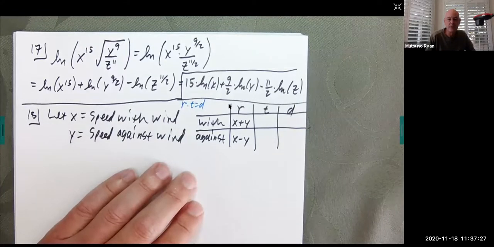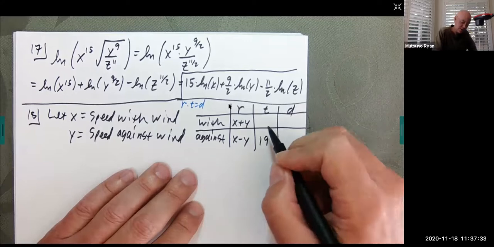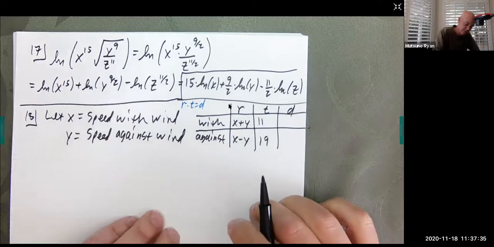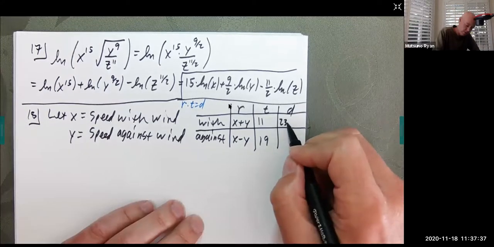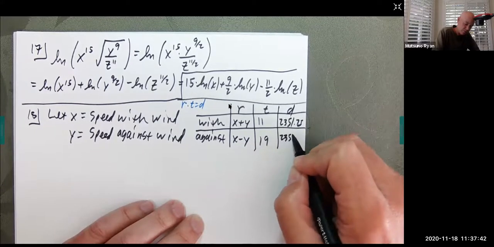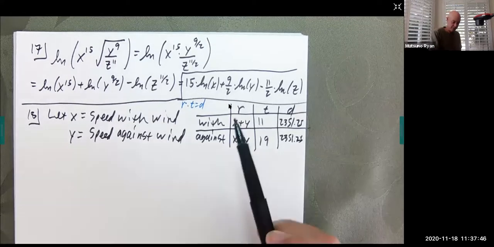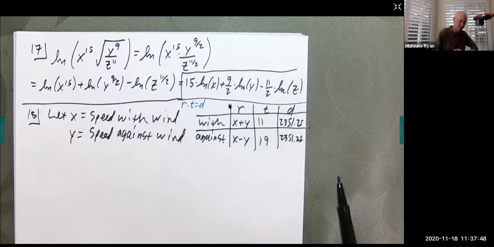When it's going into the wind, so when the wind is working against it, it's going to take 19 hours. And with the wind, it's going to take 11 hours. And they're both going the same distance, 2351.25, 2351.25. I'm literally just going to go rate times time is distance, rate times time is distance. So here we go.